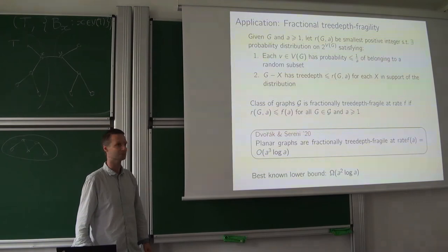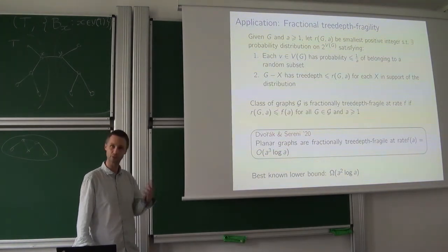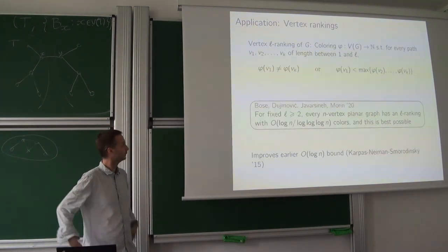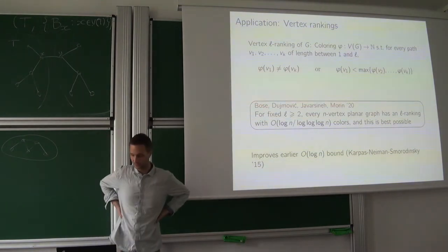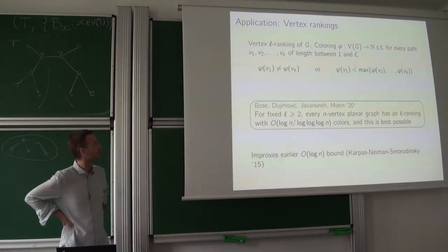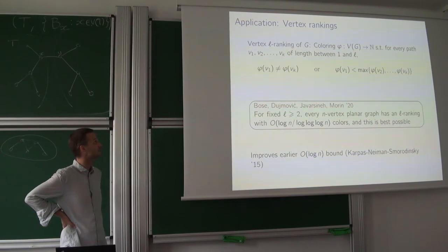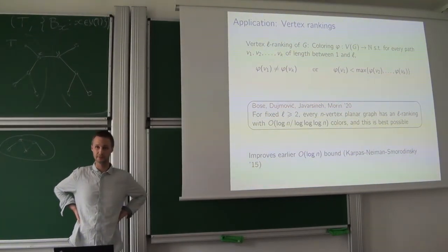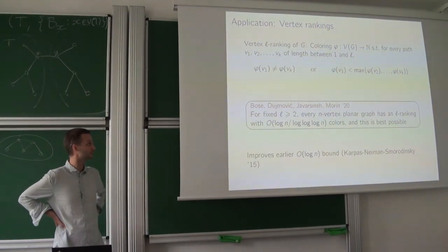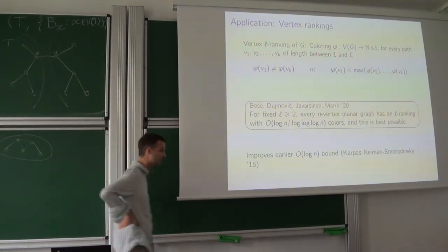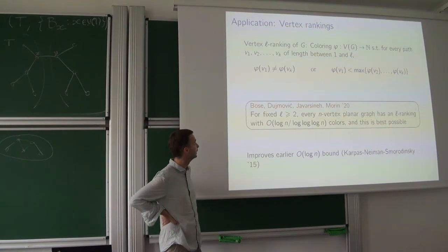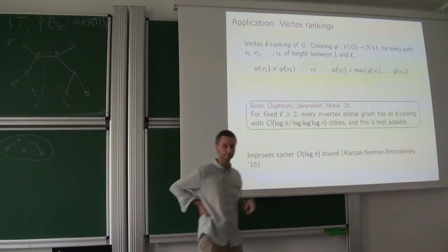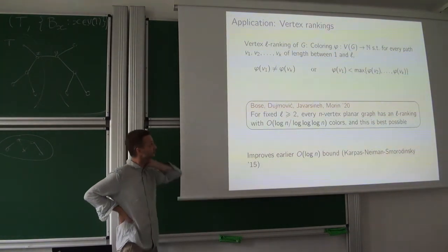Okay, let me move on to another application, and now it will be a bit different. So this one I'm really not going to go into much detail, I just want to mention it. It's about vertex ranking. So it's again some notion of vertex coloring of your graph. And you again have a parameter, here it's a parameter L. L will be some integer at least 2.